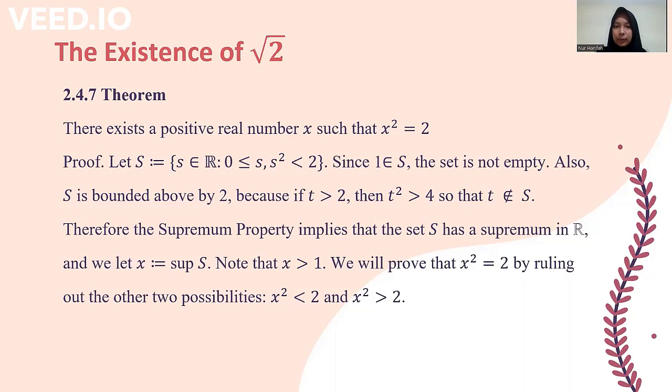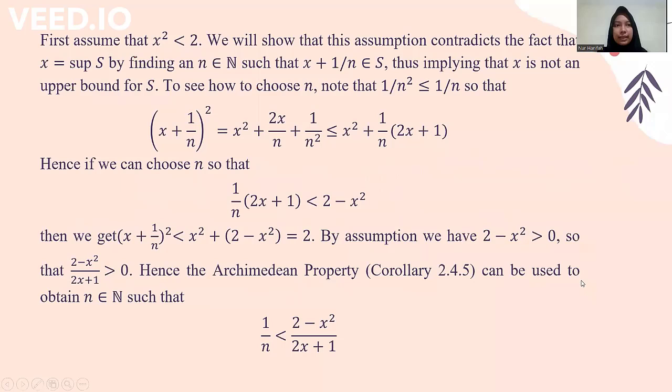Therefore, the supremum property implies that the set S has a supremum in the real numbers, and we define x as the supremum of S. Note that x is greater than 1. We will prove that x squared is equal to 2 by ruling out the other two possibilities: x squared is less than 2 and x squared is greater than 2. The next slide.